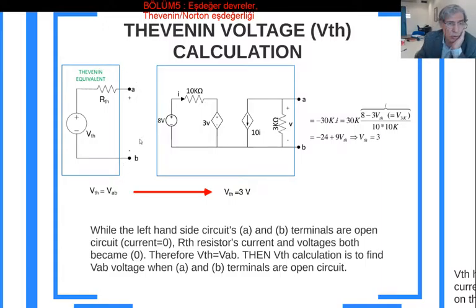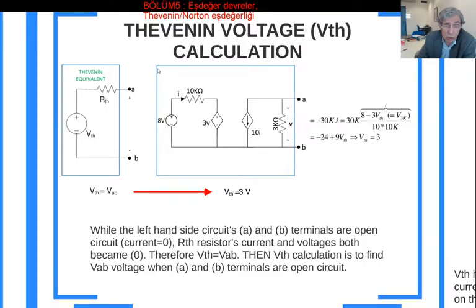If the A and B terminals are open circuit, that means no current is passing through here. This current is 0, which means the RTH current is 0. That is the Kirchhoff current law equation. If the RTH current is 0, by the definition relation, this voltage is also 0. If this voltage is 0, VTH is equal to VAB. So we found the way of calculating VTH in the circuit given to us.